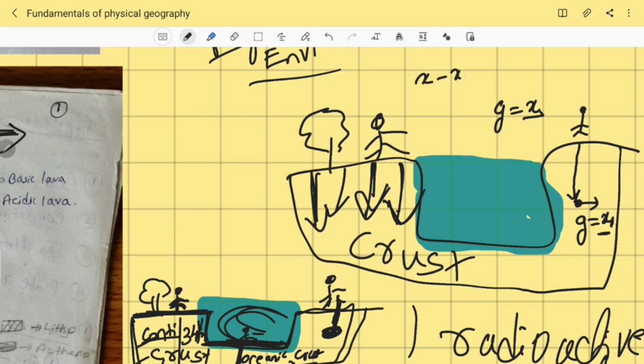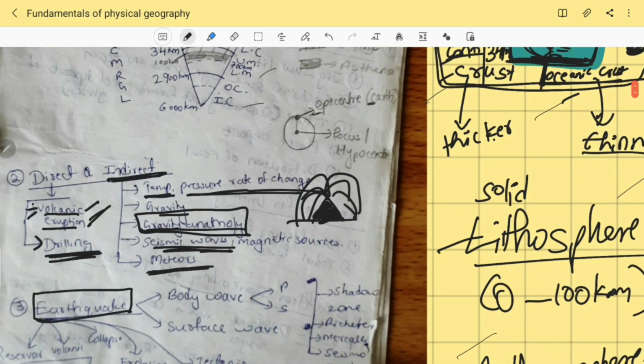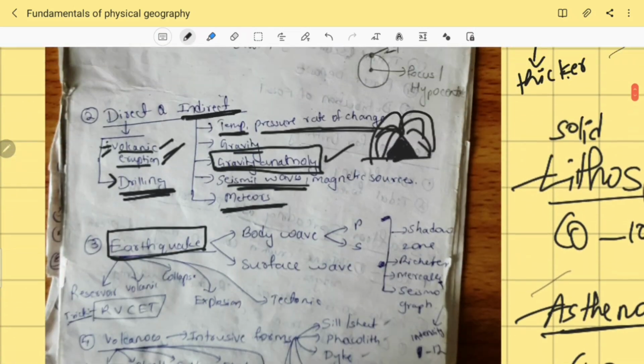So x minus x1, there is some difference. The difference is known as gravity anomaly. It's as simple as that, okay? The difference between what you calculate and what you actually have, that's the gravity anomaly. So we are done with gravity anomaly. Seismic waves we will see, as I said, in earthquakes.